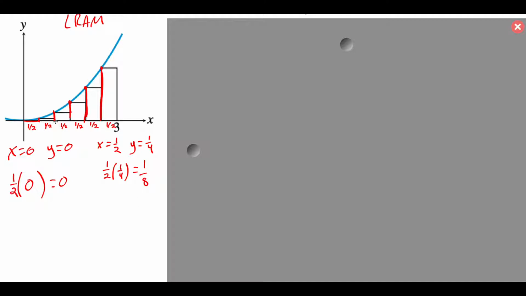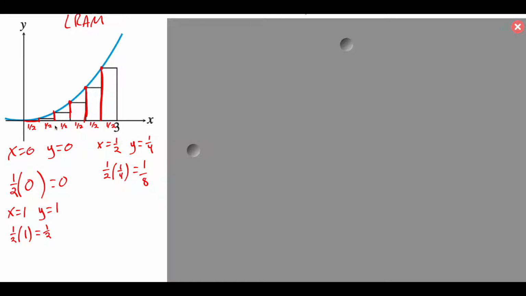Then if I go another half unit over, now we're dealing with an x value of 1. And if I take 1 and square it to figure out the height of that rectangle, then I'm going to get a y value of 1. So again, the width of the rectangle is a half. We just got a height of 1. So that rectangle gives us an area of a half.